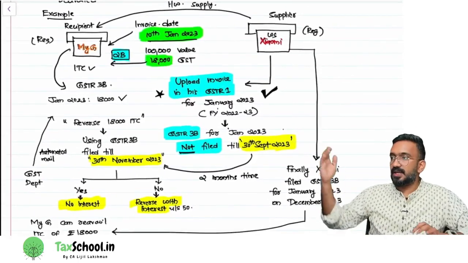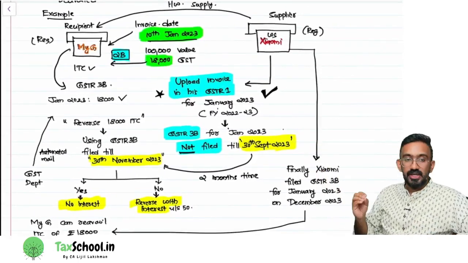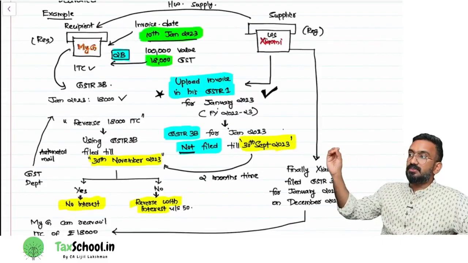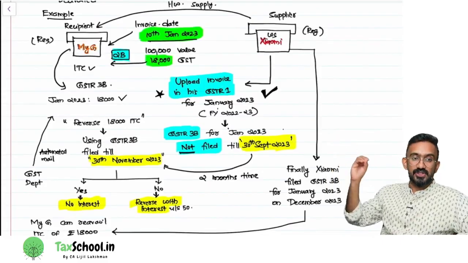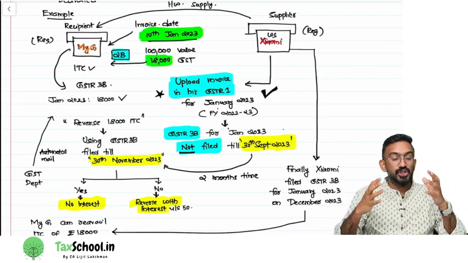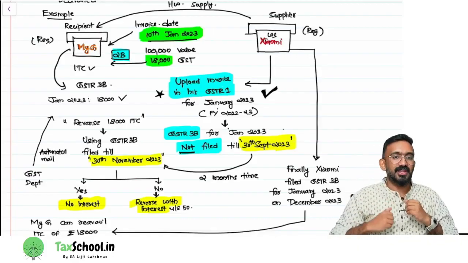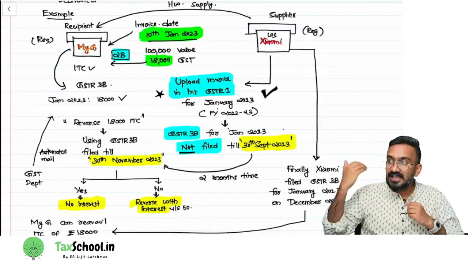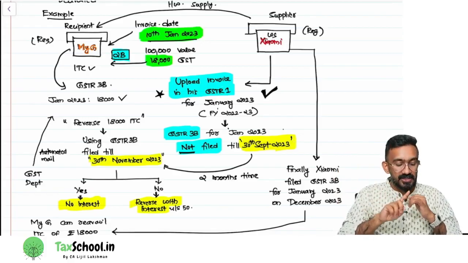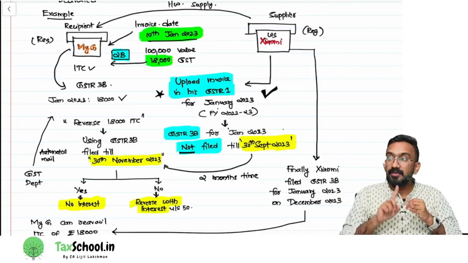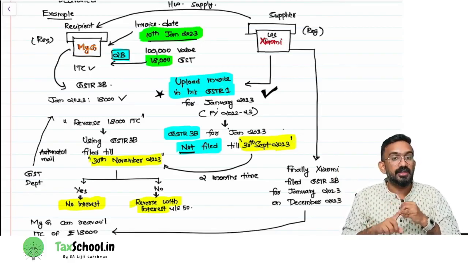Look at this. What is the penalization they'll have for MyG? I'm asking MyG, even after 30th September, if Xiaomi did not file their GSTR 3B, I will ask MyG to reverse the credit that they have taken. To do the reversal of this 18,000, I'll give them 2 months. After September, October, November. Before 30th of November 2023, they have to reverse it.